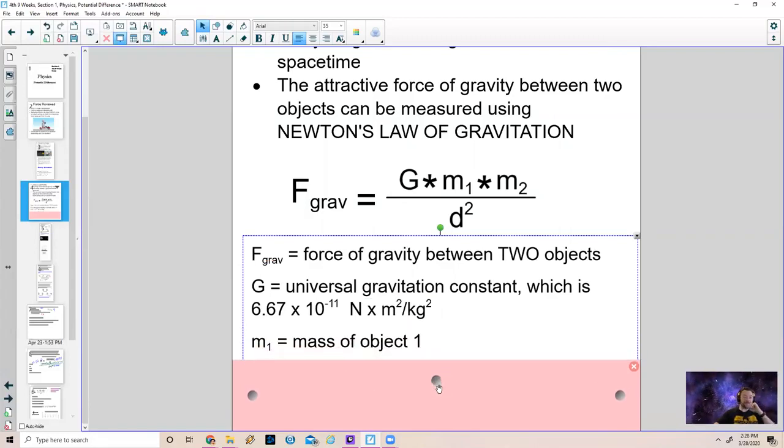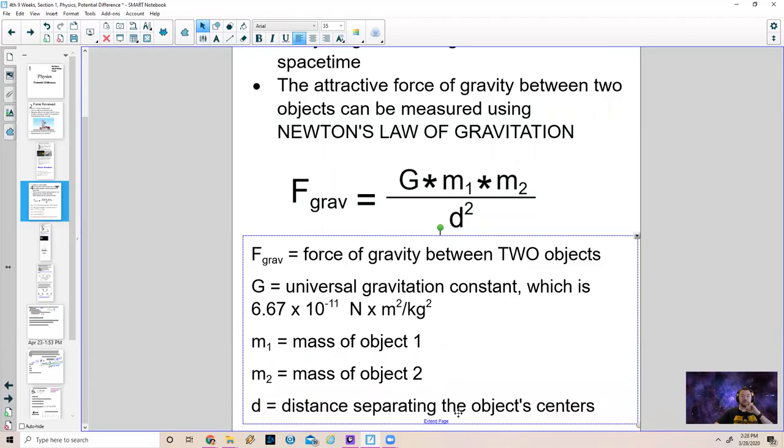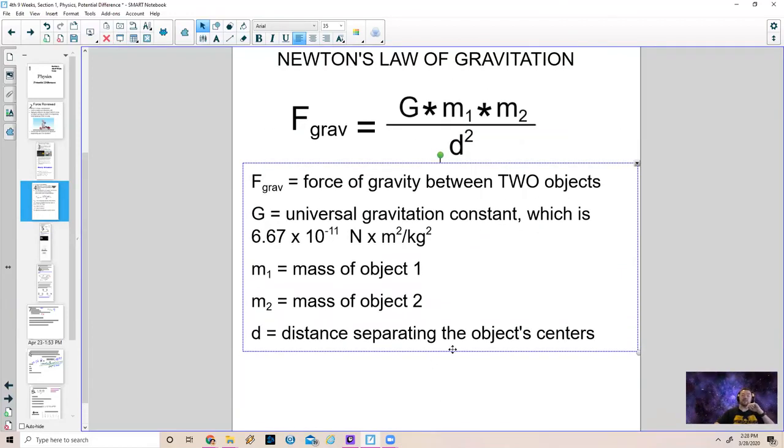Nope, not today. All right, so anyway, M1 is the mass of object 1. It's going to be in kilograms because, as you can see in the constant, it's kilograms. M2 is the mass of object 2. And then D is the distance separating the objects' centers.